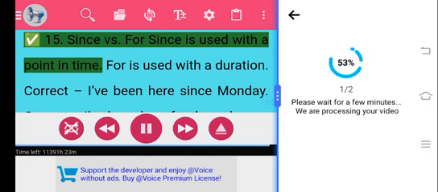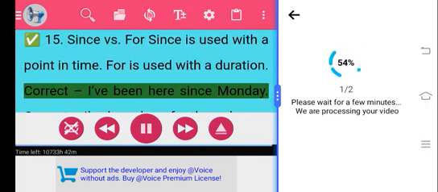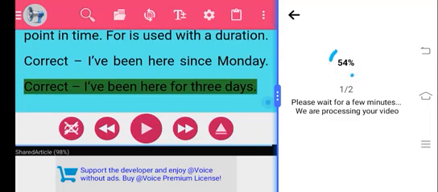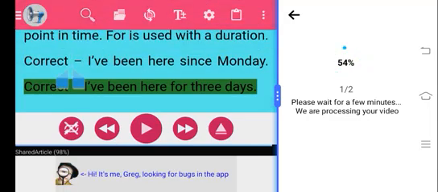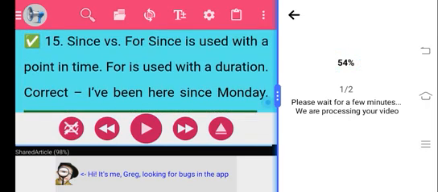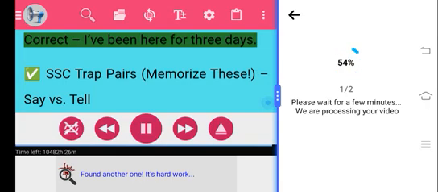Checkmark 15. Since versus for. Since is used with a point in time. For is used with a duration. Correct: I've been here since Monday. Correct: I've been here for 3 days.